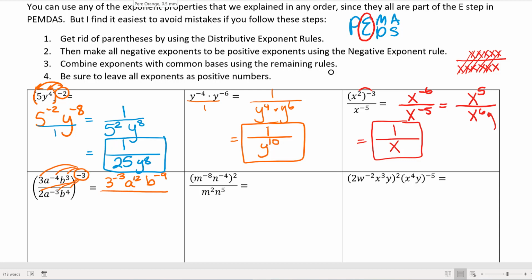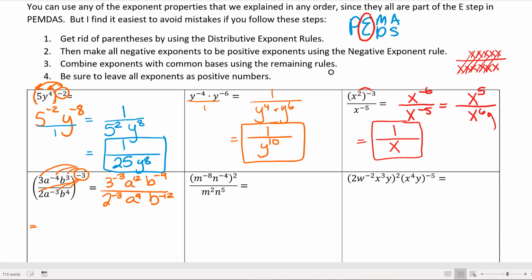Now I'm going to go and do this at the bottom. 2 to the negative 3. A to the negative 3 times negative 3 is positive 9. B to the 4 times negative 3, that's b to the negative 12.